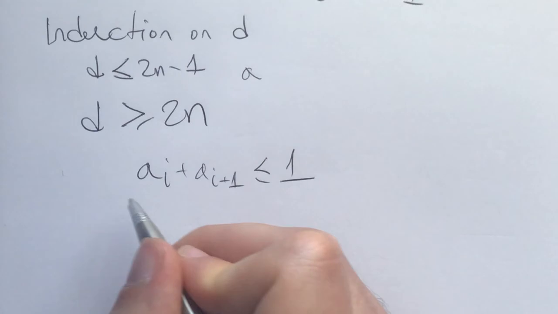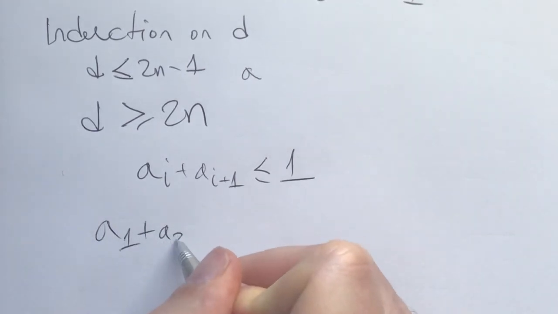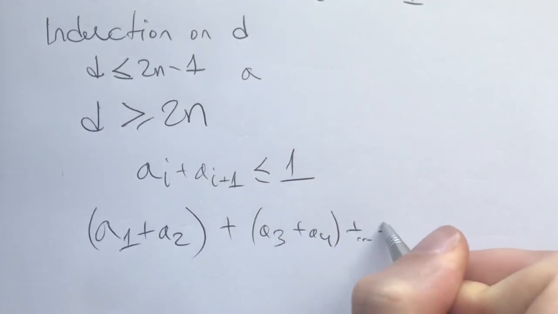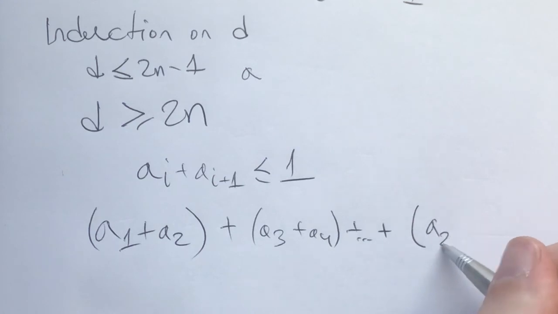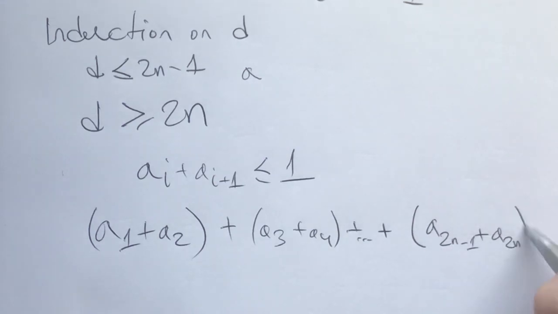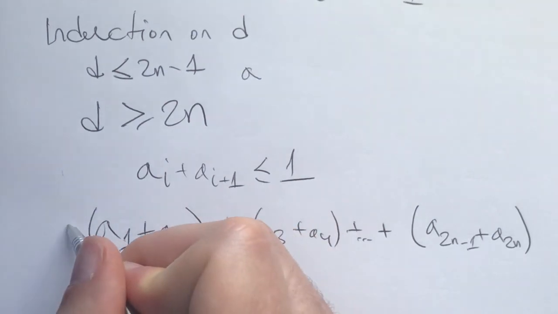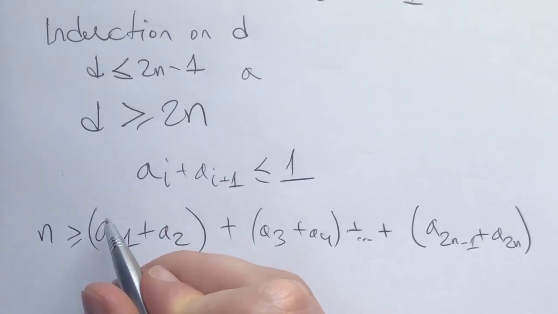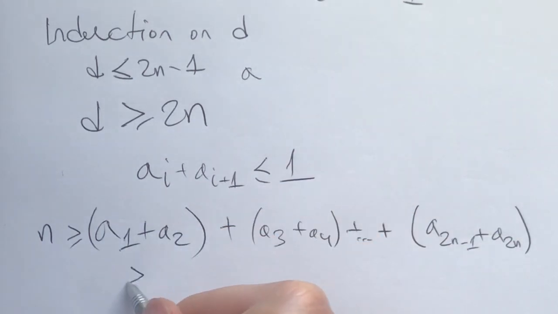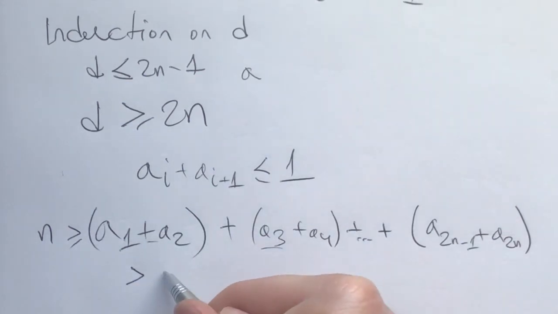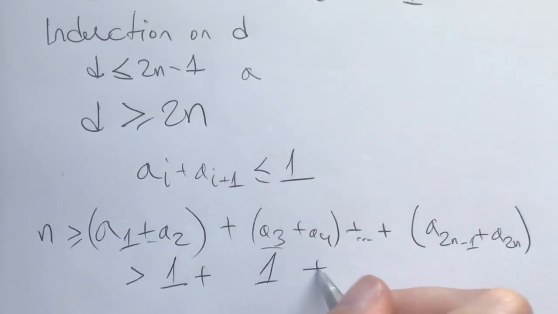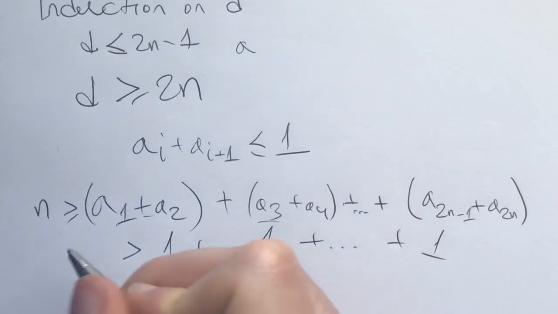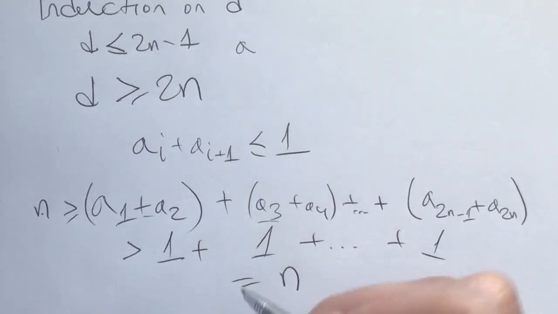So assume the contrary, assume for every one of these we have a1 plus a2 is greater than 1, so is a3 plus a4, and so is all the way till a2n minus 1 plus a2n. Now this sum right here is by definition less than or equal to n, because there might be some other numbers here as well. But because we assumed the contrary, this is greater than 1, greater than 1, greater than 1. So the whole thing is greater than 1 plus 1 plus 1. There are n ones here, and then we get n is strictly greater than n, which is a contradiction.